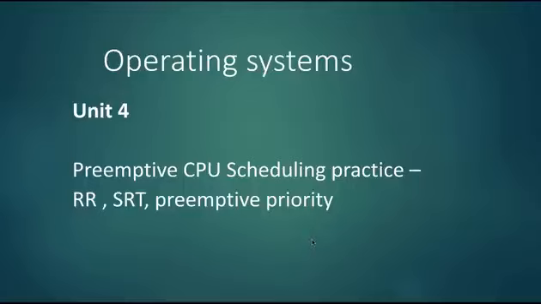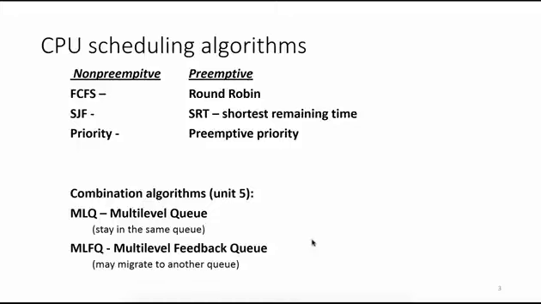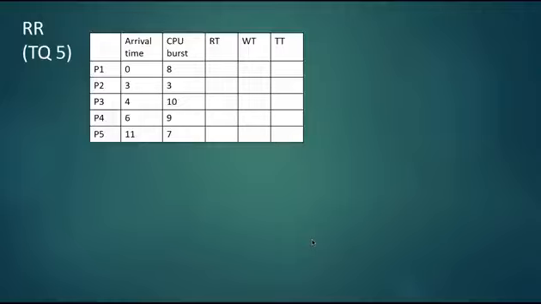Okay, welcome to Operating Systems Preemptive CPU Scheduling Practice. So let's get started. We will be doing the calculations, so if you need to review, go back to the other videos to review what turnaround time, waiting time, response time, and CPU utilization are. In this case, we will have simple exercises, so the CPU utilization will be 100%. We will be doing the preemptive algorithms: round robin, shortest remaining time, which is shortest job first preemptive, and preemptive priority. So let's get started.